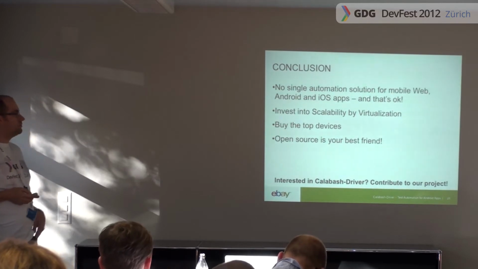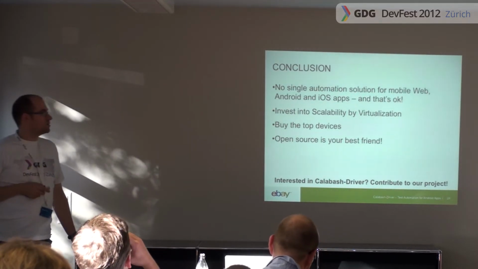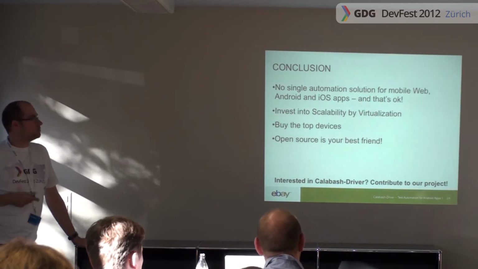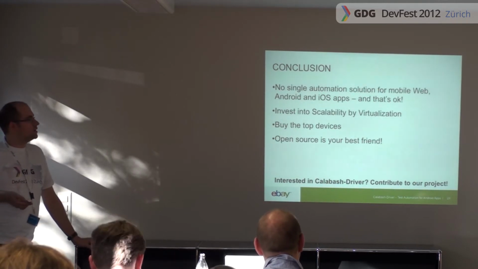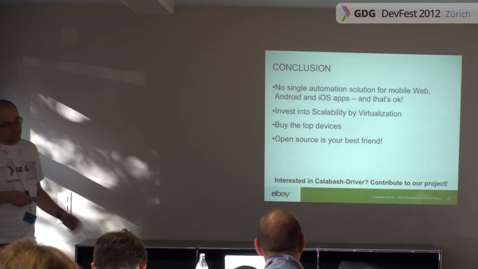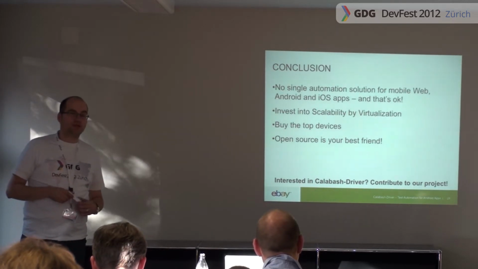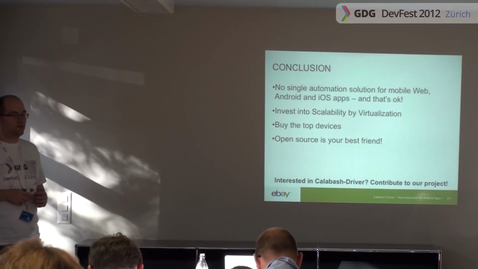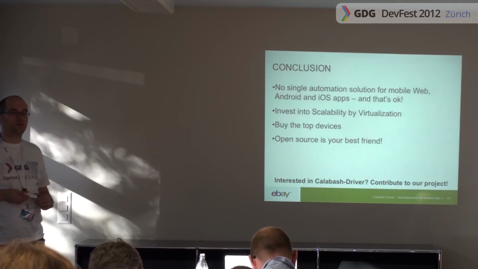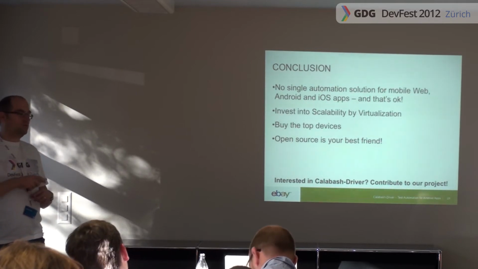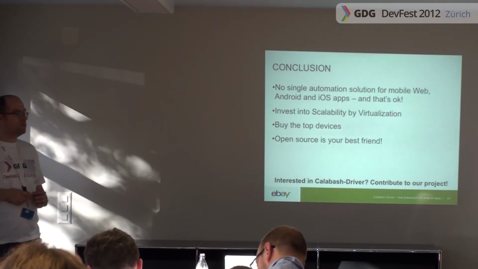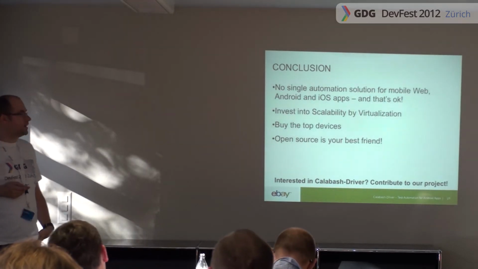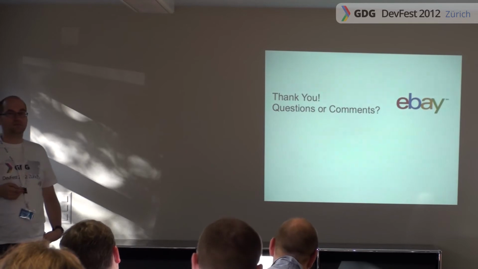And as a conclusion for us, it's okay. So we have different automation frameworks for mobile web, for iOS and for Android, and for us it's okay. And we have made good experience with virtualization, and that's really helping us to scale. And for manual mobile testing, it's important to buy the top devices, and our complete infrastructure stack is based on open source technologies, so you can reuse everything. Everything is out there.